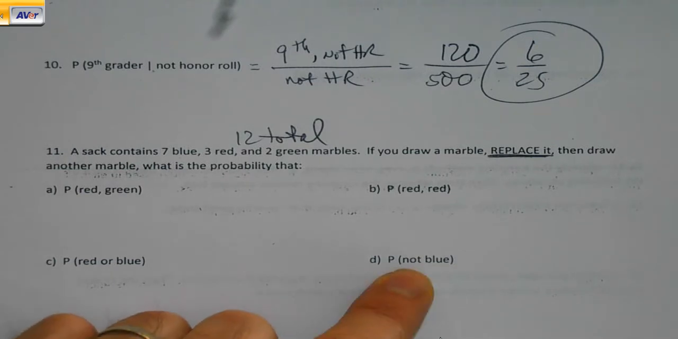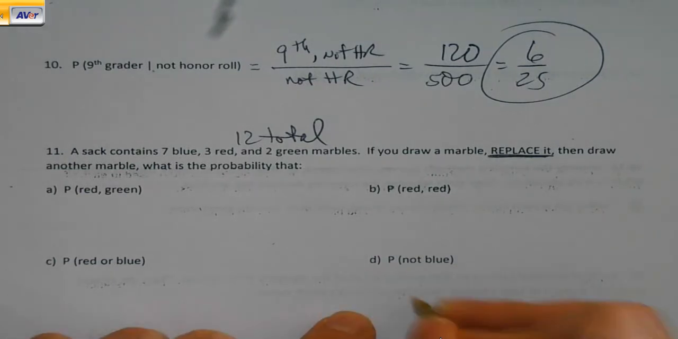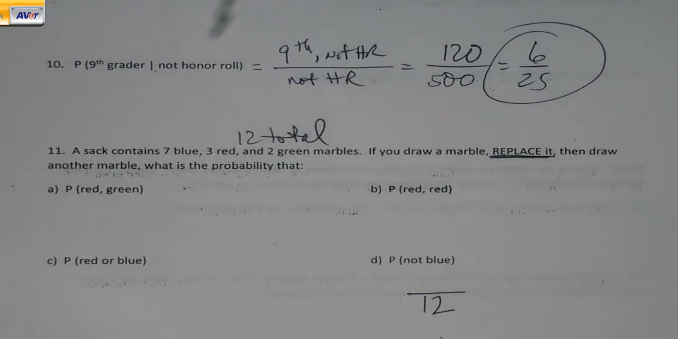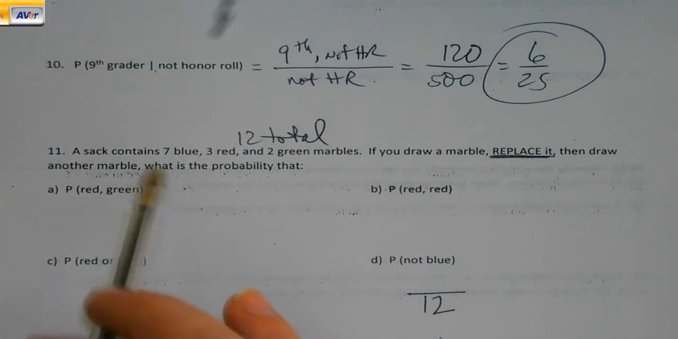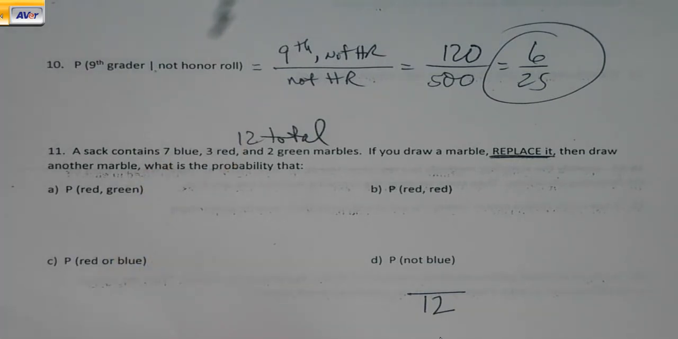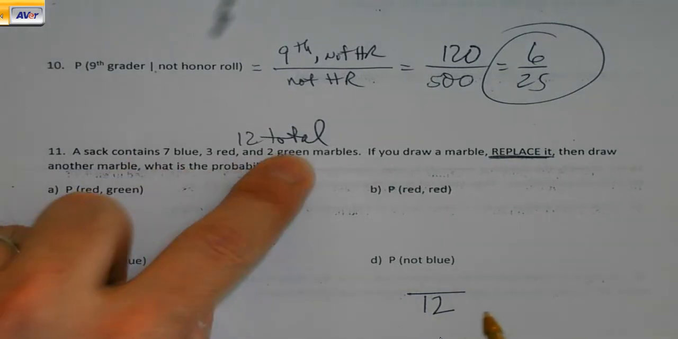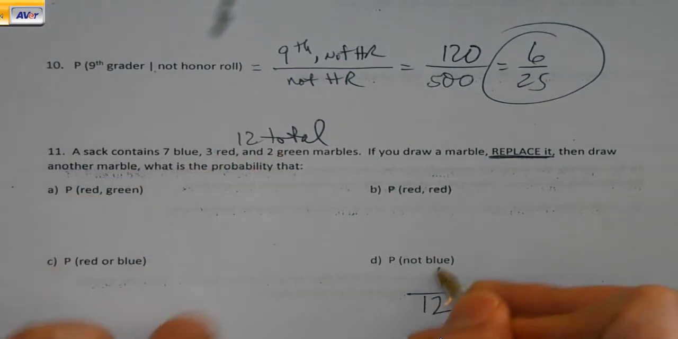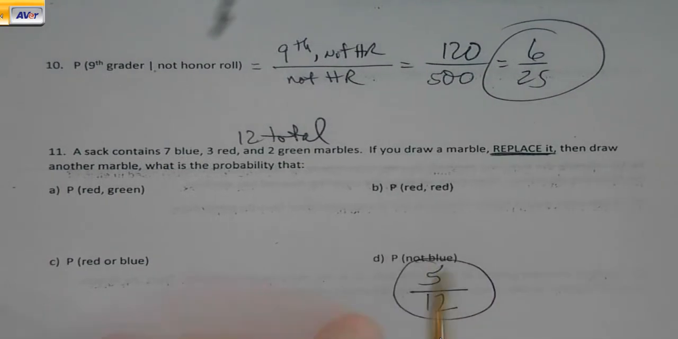Okay, probability of it not being blue. I know there is 12 marbles. Okay. How many are not blue? Well, I could subtract the 7 from the 12. I could get it that way. Or I could just say, well, if it's not blue, red and green, they're not blue. 3 plus 2 is 5. But there's one event. And so that's my answer.